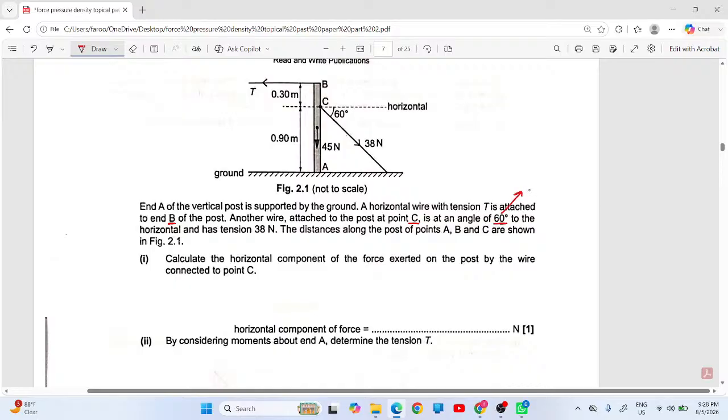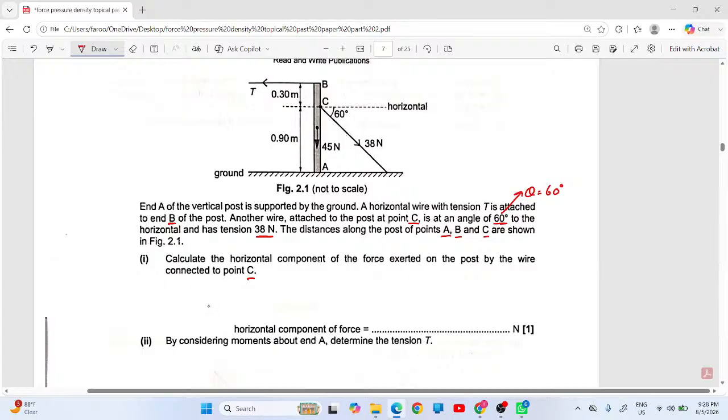60 degrees is the angle. Angle is 60 degrees to the horizontal and has a tension of 38 Newton. The distances along the post of points A, B, and C are shown in figure 2.1. Calculate the horizontal component of the force exerted on the post by the wires connected to point C.